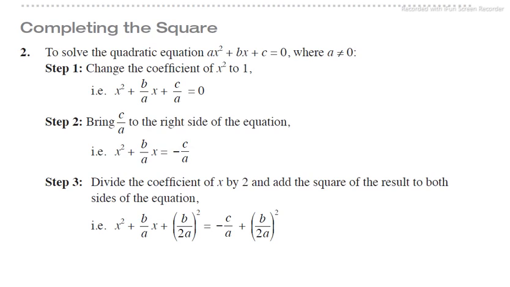Our first step was we must make x squared independent by dividing throughout by the coefficient, which was a. Step 2, we are taking the constant to the right hand side of the equation. So if it is a positive, it changes to a negative. If it was a negative, then it has to change to positive. Those are so far 2 steps.